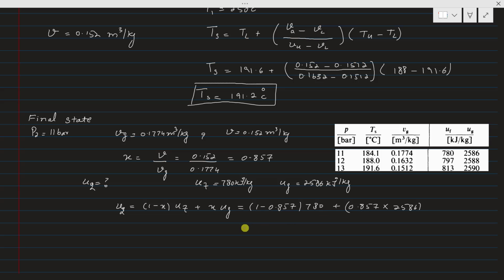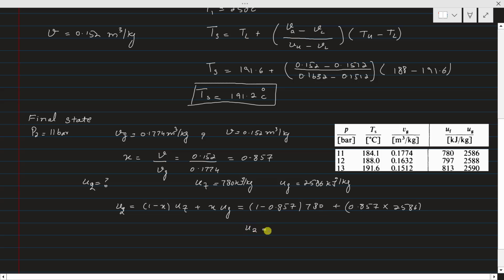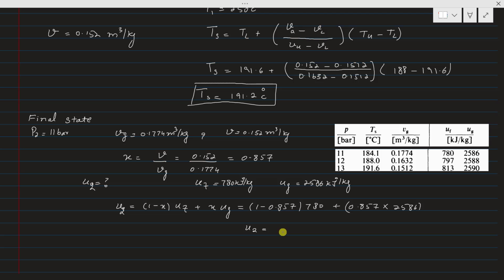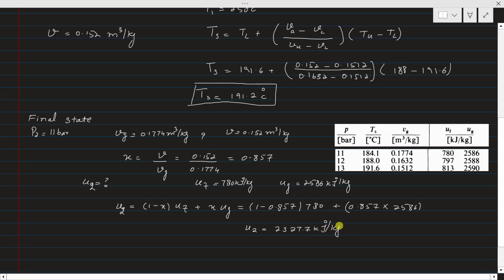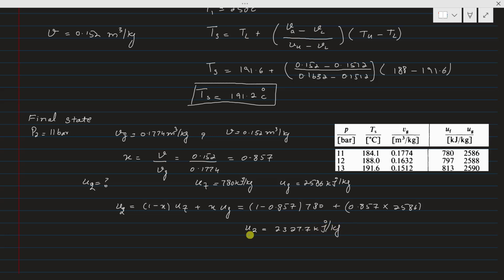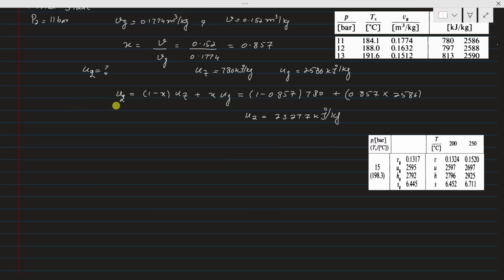After solving this, you will get the final specific internal energy U2, that is 2327.7 kilojoule per kg. Then U2 value, the specific internal energy of the final state has been calculated. So far we have calculated the specific internal energy of the final state. Then we find the heat rejection between two states. We need to find the specific internal energy of the initial state U1.